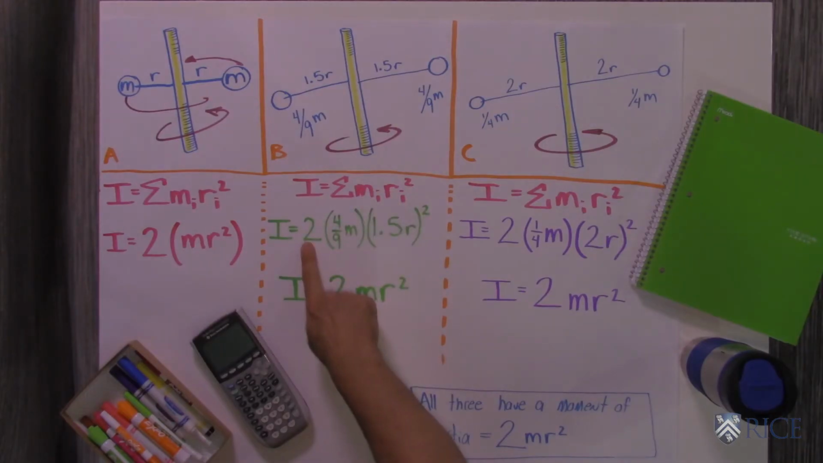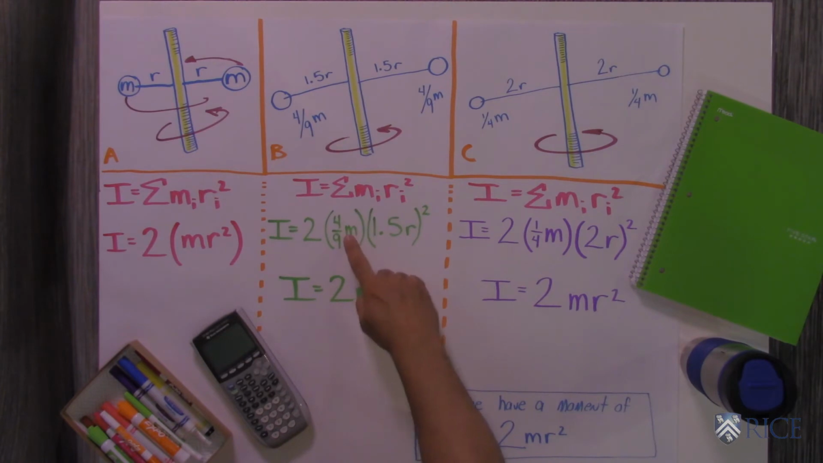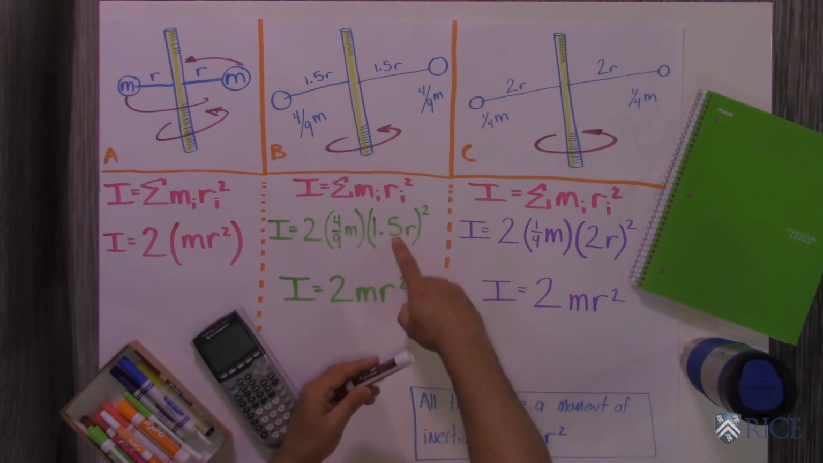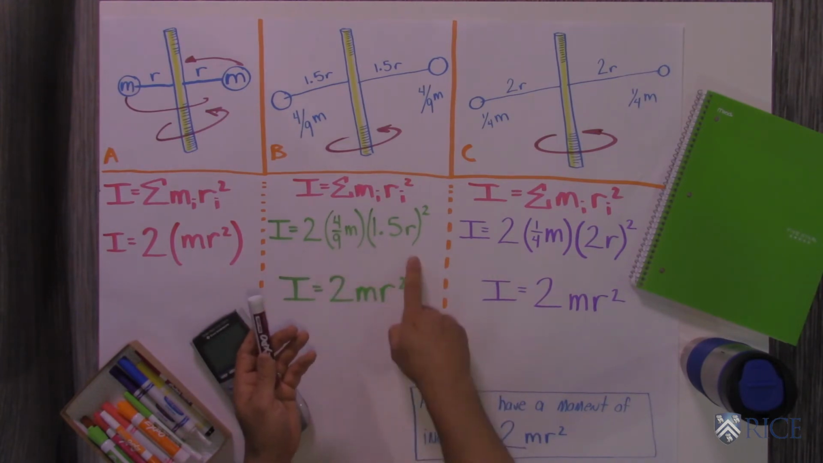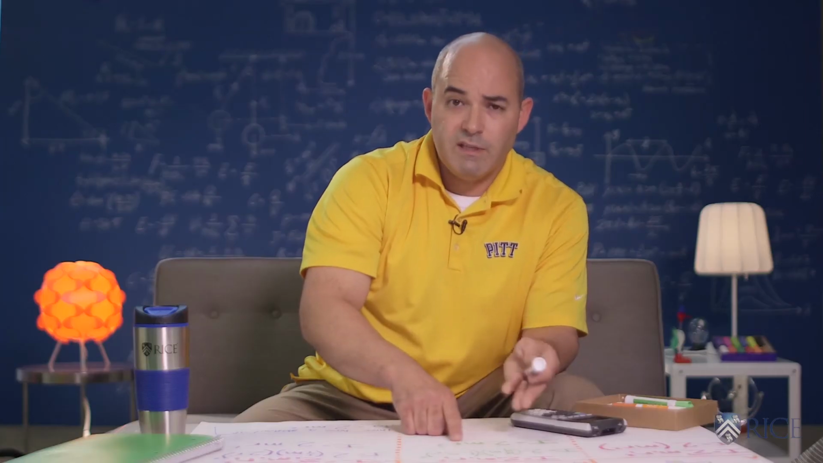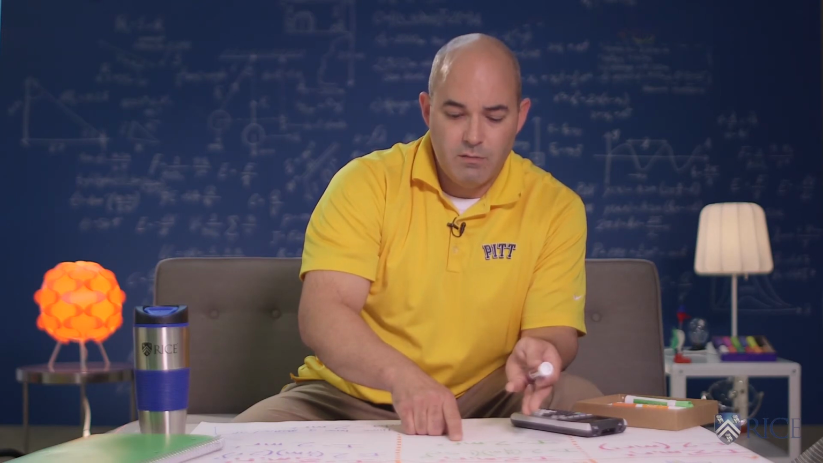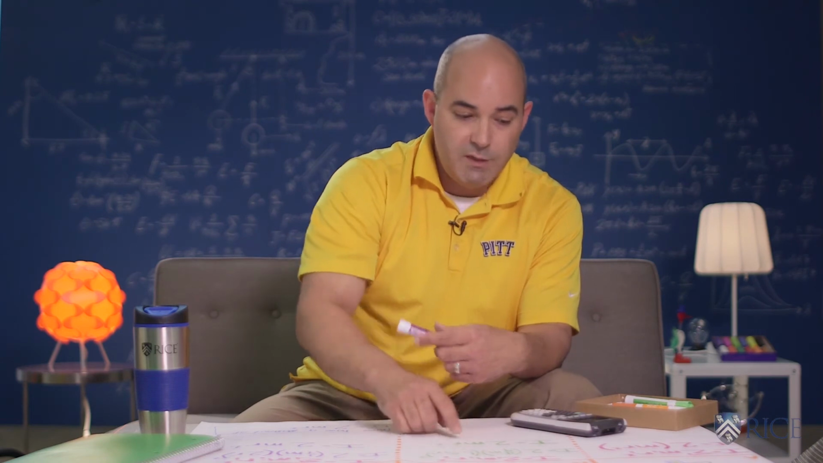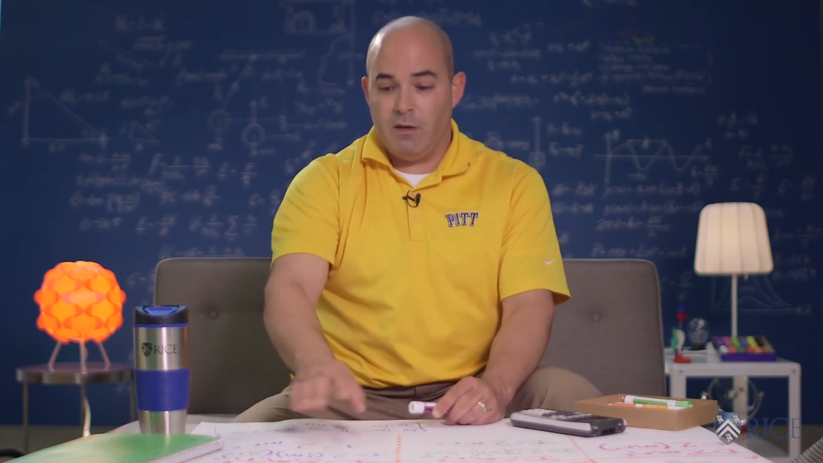Next, this one, exact same formula. I've got two of them, but this time my mass is 4/9 of what it was originally, and the distance from the center is 1.5r. So when you put this into your calculator, you get exactly the same answer. Crazy. All right, I got 2 mr squared for that one. I got 2 mr squared for that one. Moving right along. This last one.